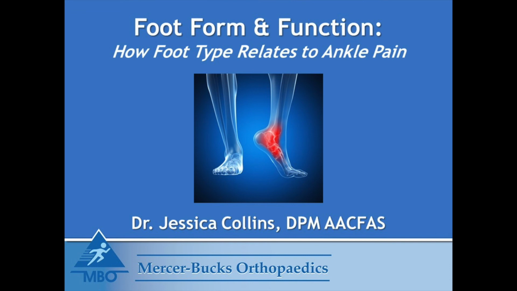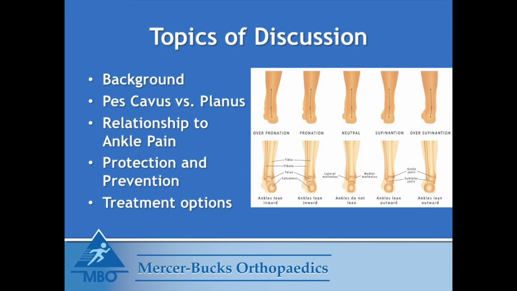So topics I'm going to discuss today, I'm going to give you a little bit of background information. I'm going to discuss two main foot types, which are the cavus foot and the planus foot. Over here on the side, there's a picture which shows pronation and supination, and I'm going to go into detail about that. But what I just want you to appreciate about this picture is this is looking at a foot from behind, and you can see how when there is any foot deformity, there is extra pressure that's put on the ankle here. I'm going to discuss the relationship to ankle pain.